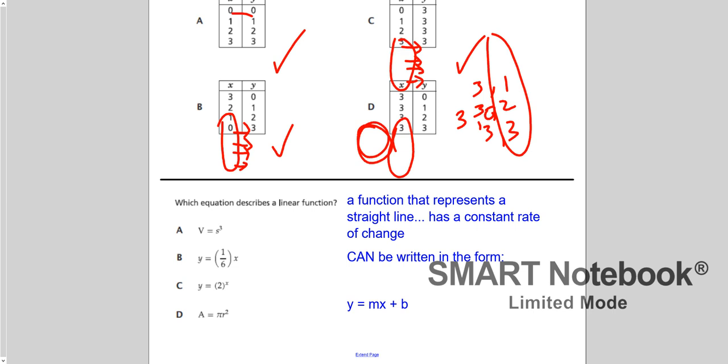All right, so which one's linear? Well, the first one, the variable has an exponent, so that's no good. The second one looks good. Y equals 1 over 6 times x. We'll continue just to check. In C, that's one I forgot to talk about. In this one, the variable is an exponent, so that's no good. And in the last one, we just talked about that. The variable has an exponent, that's no good, so B is the answer.